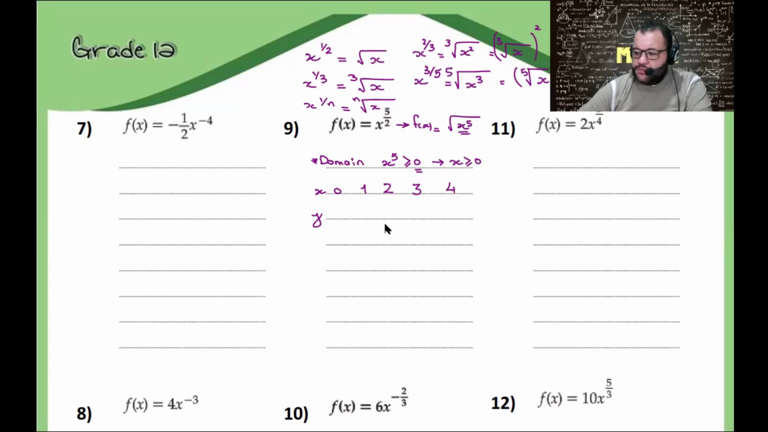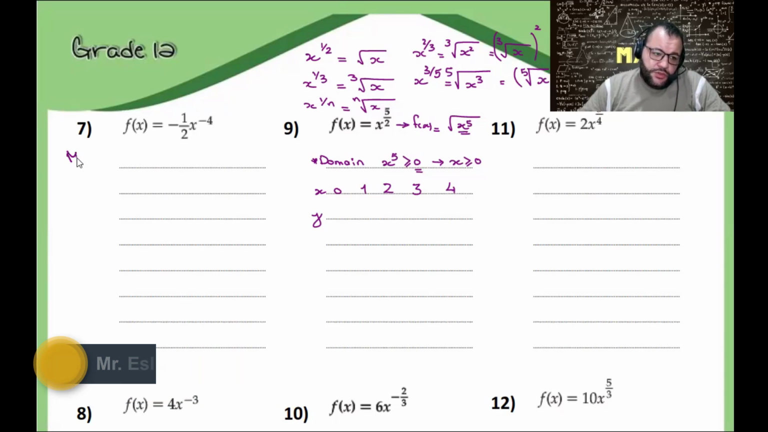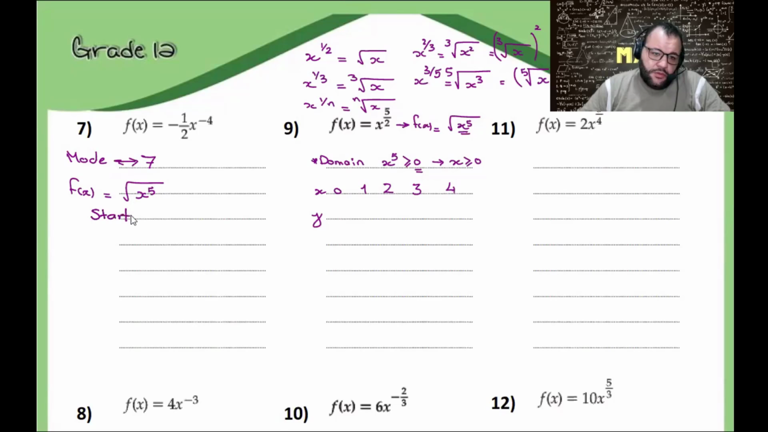Can you find the answer now for this one? Where's my calculator? How will you find it? You can find it with an easy way, with a table. Then write the function. It will be represented as f of x equals the square root of x to the power 5. Start from 0 and end at 4, step 1, then you will find the table.